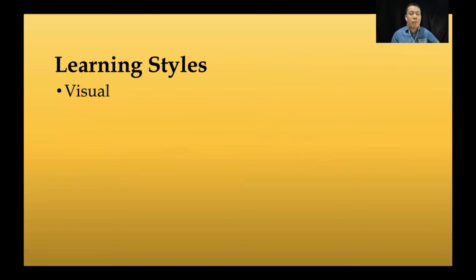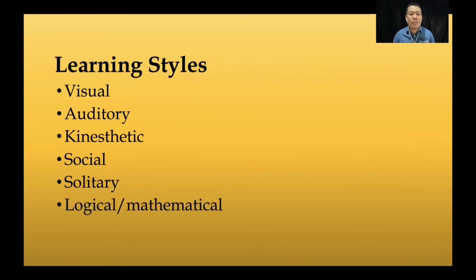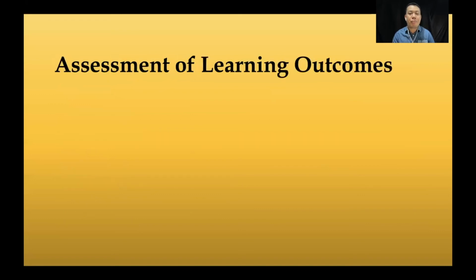So visual, those that can learn by their eyes. Auditory, those that can learn only by audio. Kinesthetic, social, solitary, logical, mathematical, and naturalist. So it doesn't mean that you are a science major, or you like science, so automatically you will become naturalist. So there are still bases for you to tell whether you are visual, auditory, kinesthetic, and so on.